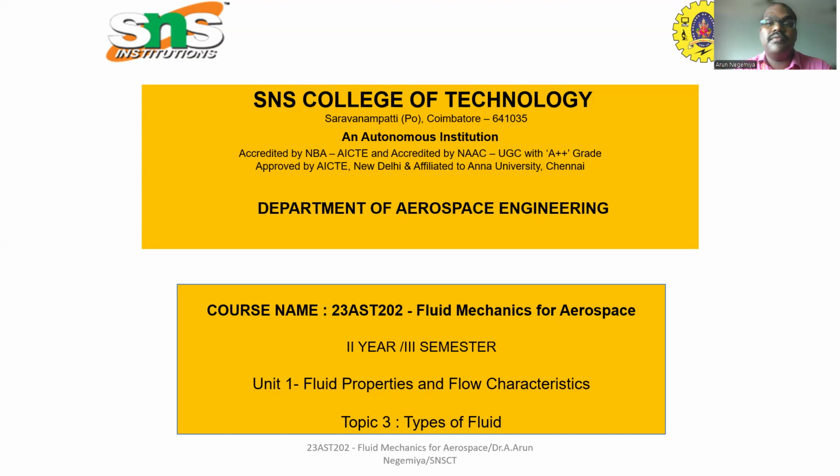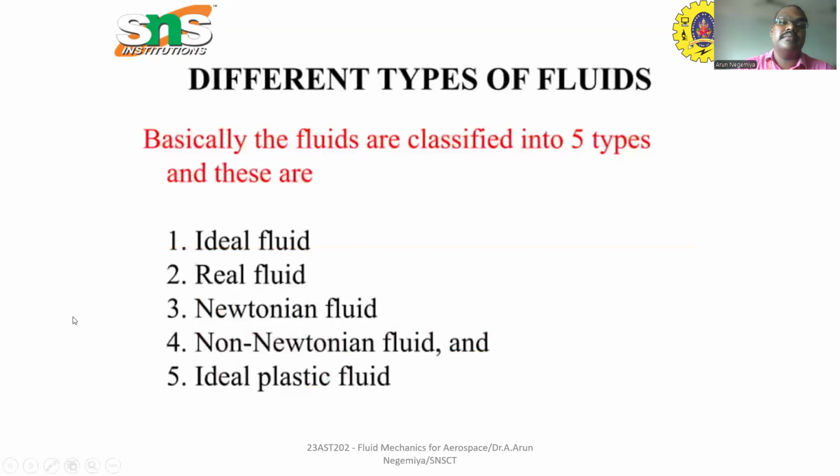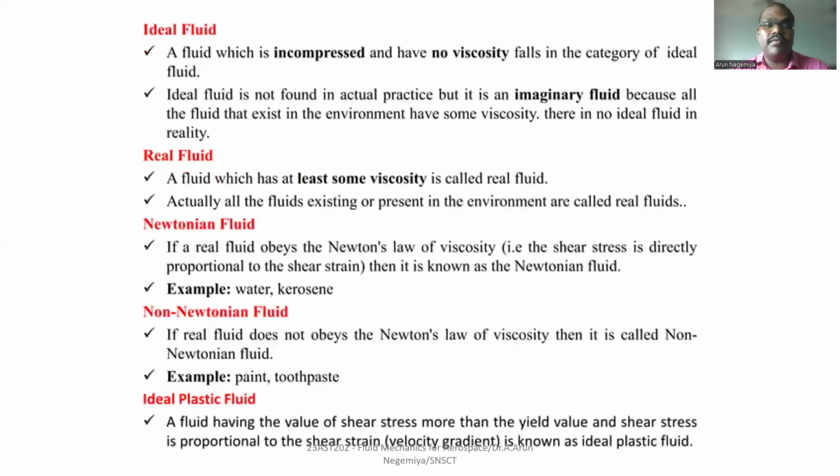So the fluid can be classified into many types. We are going to discuss the many types of fluid. So one is called ideal fluid, real fluid, Newtonian fluid, non-Newtonian fluid. These are the many types of fluid. It will be there in that unit. So these are all the 5 major fluids for this area. So first one is ideal fluid.